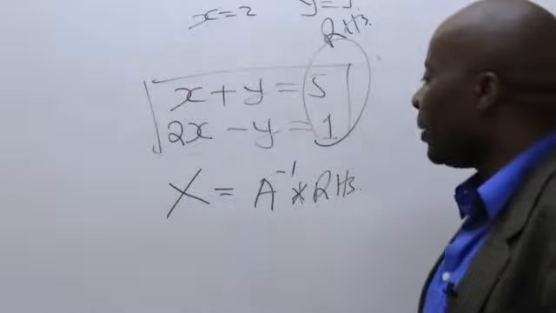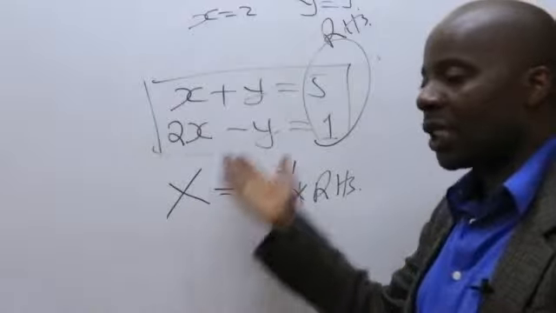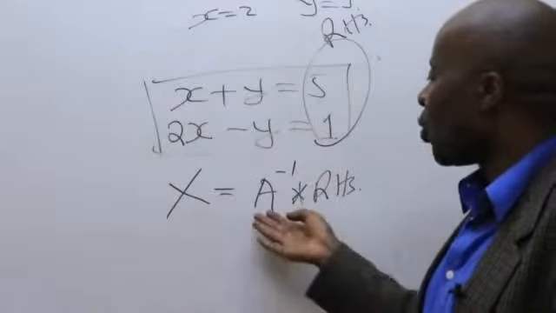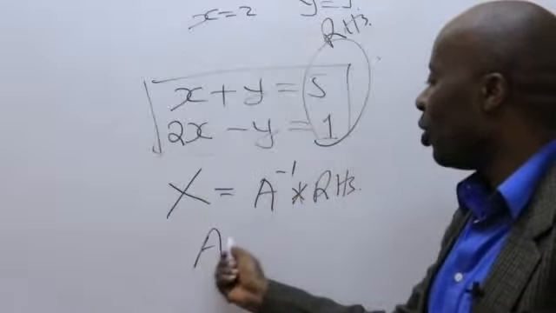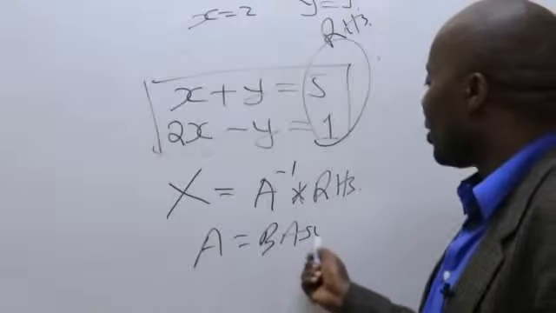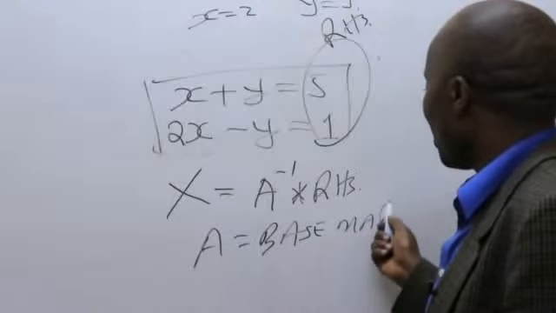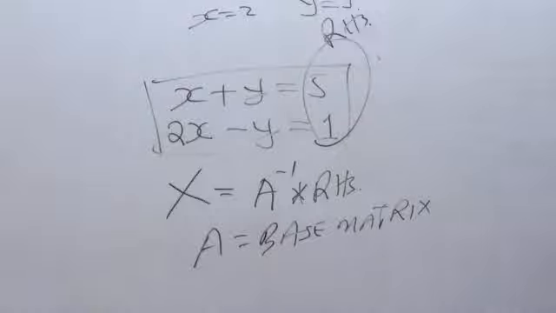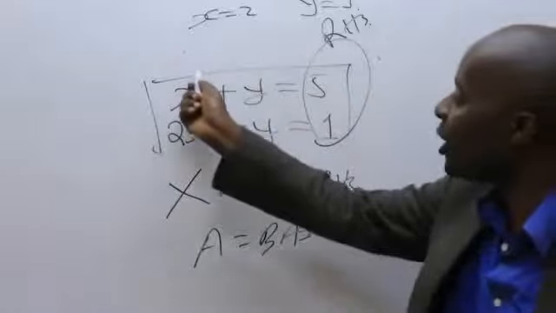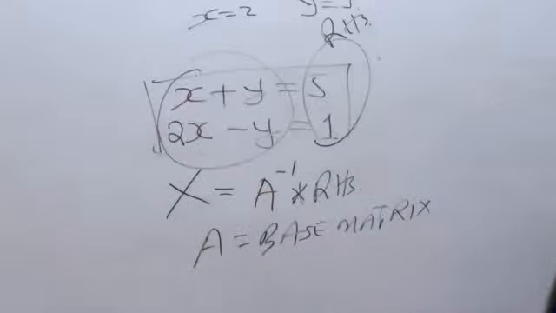Now, ladies and gentlemen, X represents the unknowns. And in this particular case, what does A stand for? A stands for what we call the base matrix. The base matrix is this matrix that you shall get out of there.